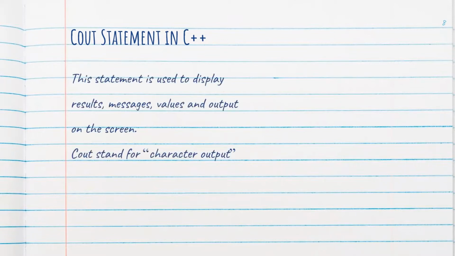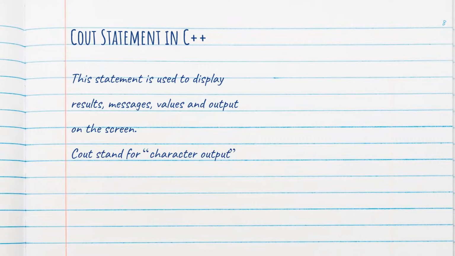In this tutorial, we are going to discuss the cout statement in the C++ language. Whenever we have to display something on the screen, we can use the cout statement. We can display results, messages, values, and anything in the form of text. Or if you want to print the value of a variable, we can use it with the help of the cout statement.